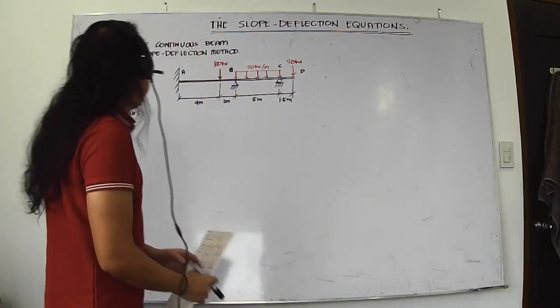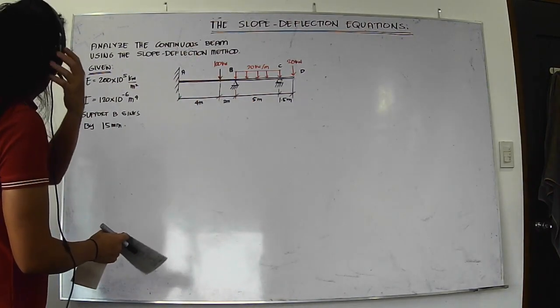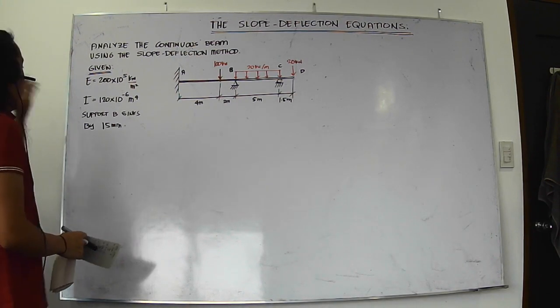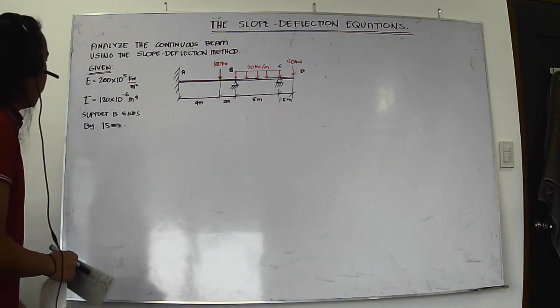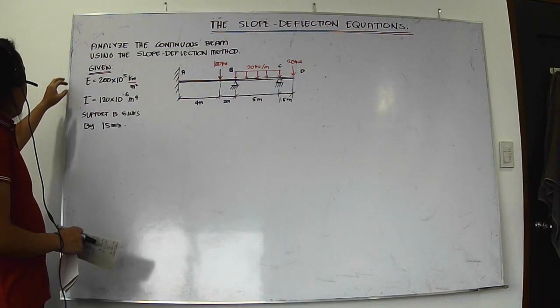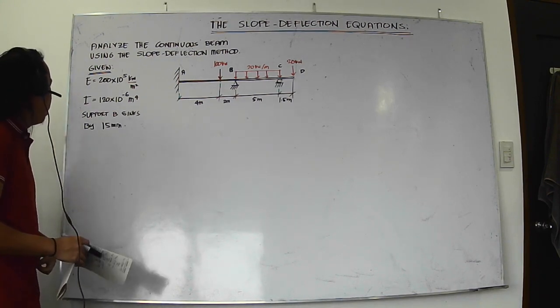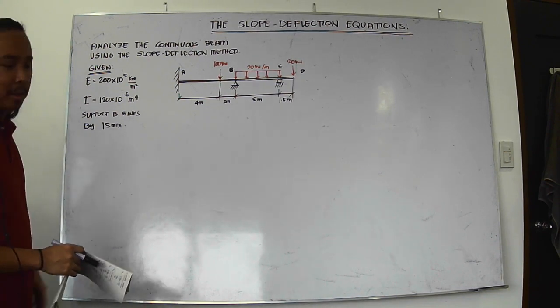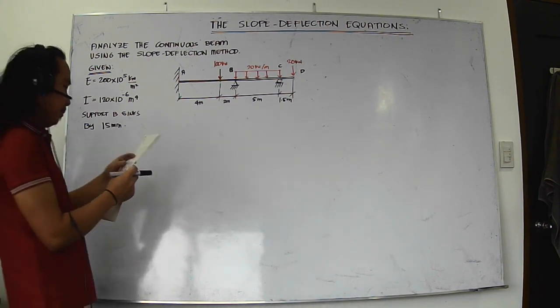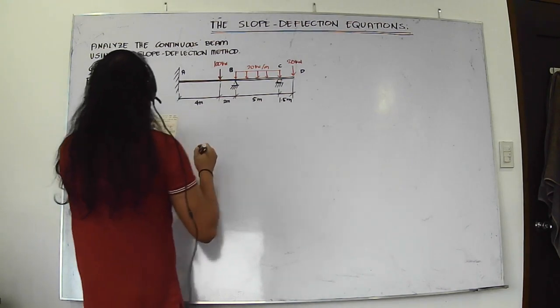Okay, so given a slope deflection problem here, analyze the continuous beam using the slope deflection method. Given EI, and support B sinks by 15 millimeters. I think this is the very first problem dealing with settlement.